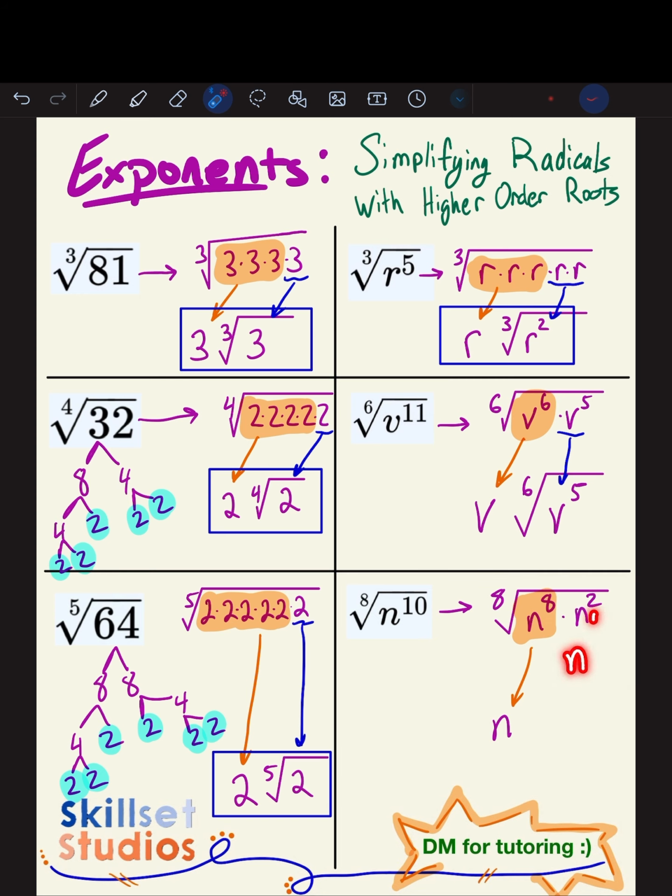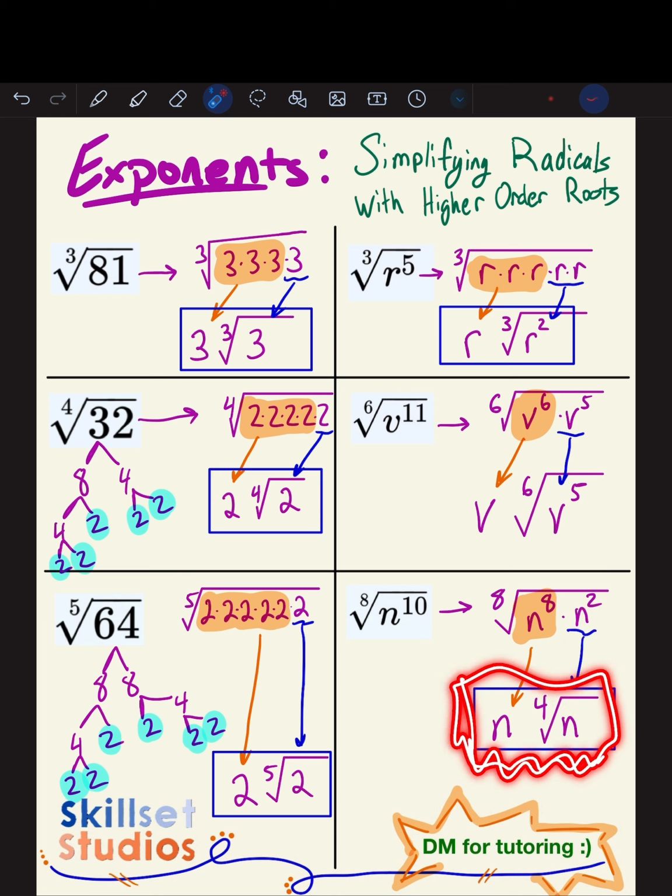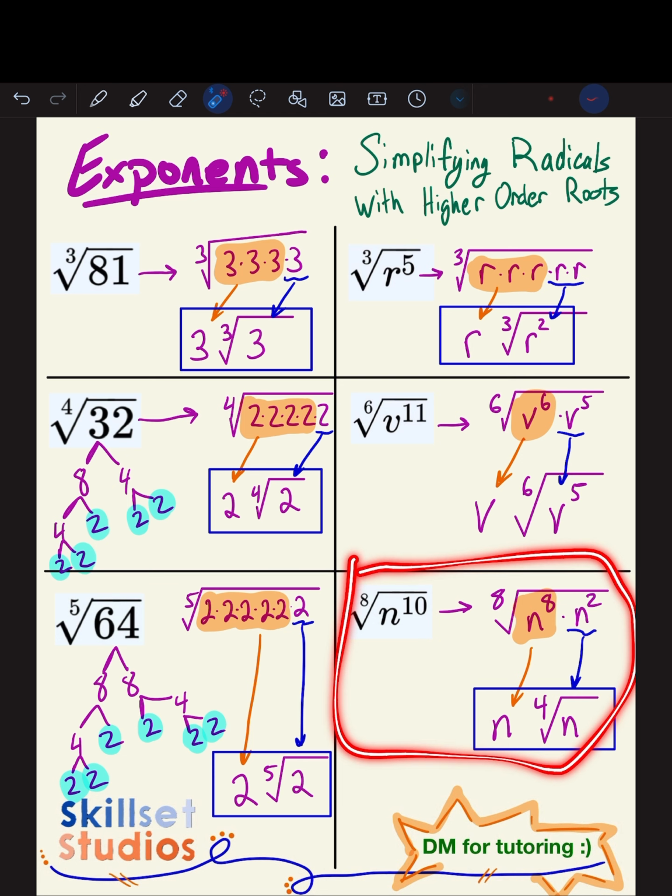However, since we could rewrite this as a fraction and simplify it, that simplified form of n to the 1 over 4 could be rewritten as the fourth root of n to the invisible 1. And so this would be the most simplified version of that question, which is more likely to show up as a test answer. And so that last bit of this example can get a little bit tricky, so you may want to watch that a couple times to make sure it makes sense.